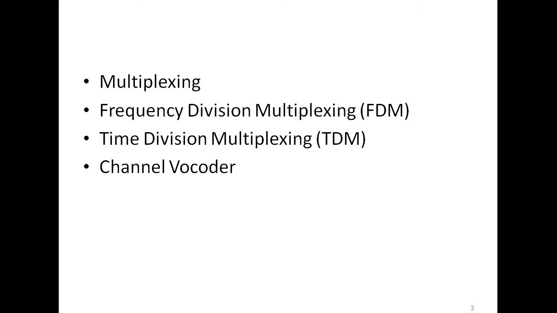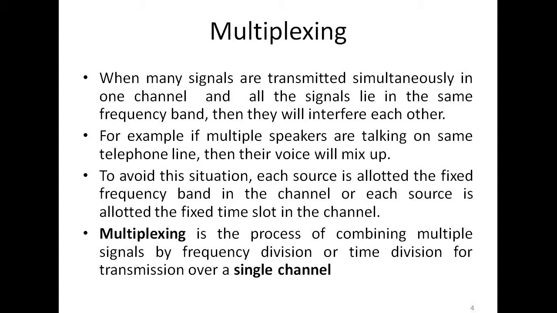What is multiplexing? When many signals are transmitted simultaneously in one channel and all the signals lie in the same frequency band, then they will interfere with each other. For example, if multiple speakers are talking on the same telephone line, then their voices will mix up. To avoid this situation, each source is allotted a fixed frequency band in the channel, or each source is allotted a fixed time slot in the channel. Multiplexing is a process of combining multiple signals by frequency division or time division for transmission over a single channel.